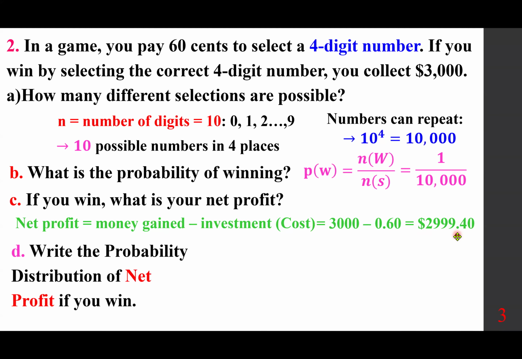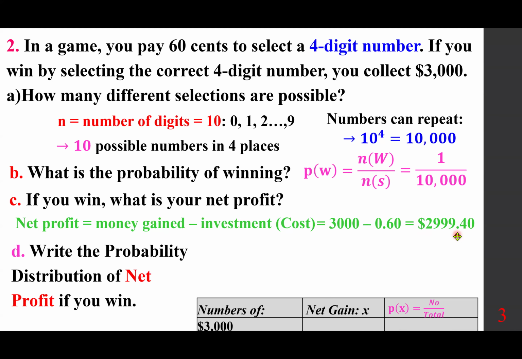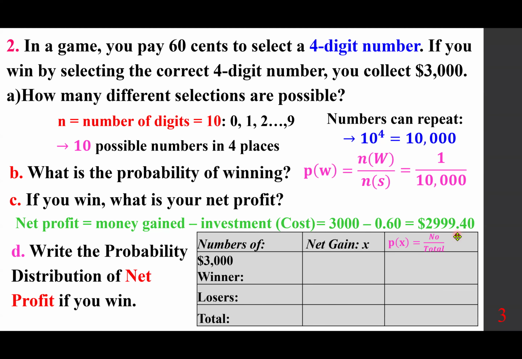Write the probability distribution of net profit if you win. So we want to make up the probability distribution. We have number of $3,000 winners, losers, total, net gain, and P of X. There's only one ticket that can win $3,000, and the rest won't. The total is 10,000 here. This is 1, and the rest of it, that means 9,999, is here.